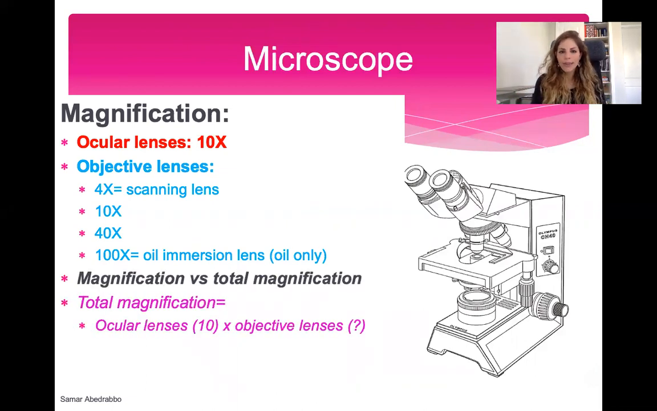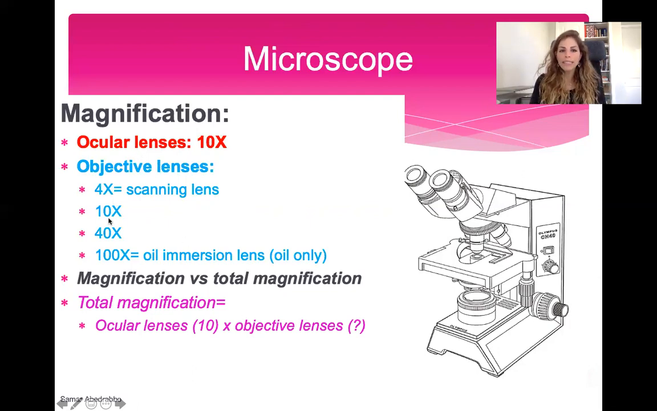Magnification versus total magnification. If someone asks you what's the magnification, they're just asking you which objective lens you're using. So the word magnification means which objective lens you're using. The word total magnification means the objective lens times 10 times the ocular lens, because that is the total magnification.